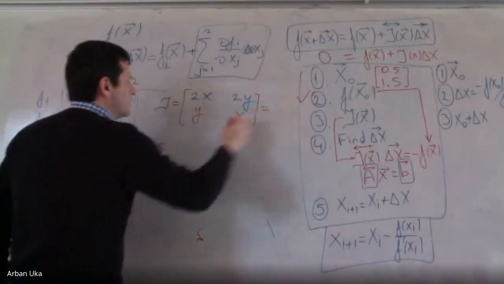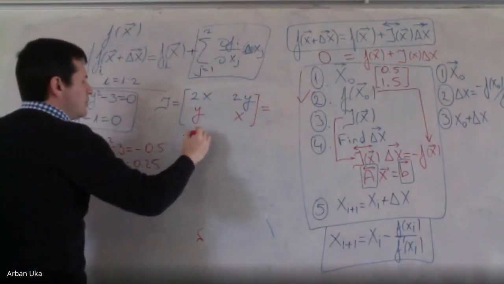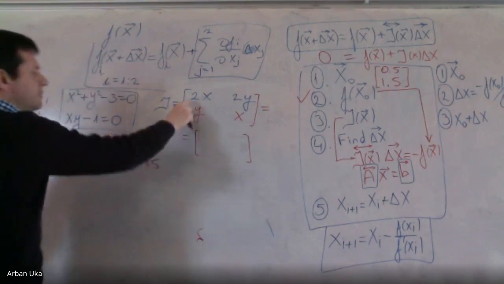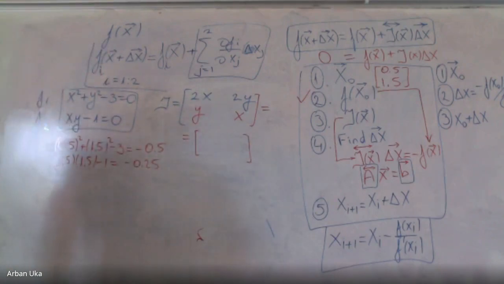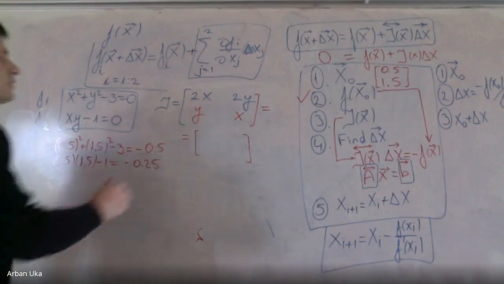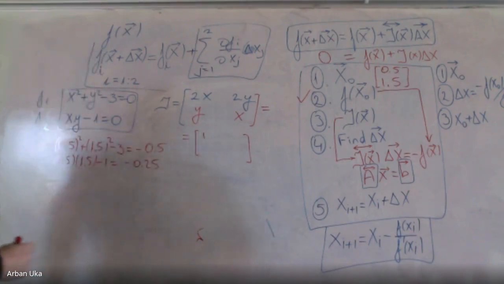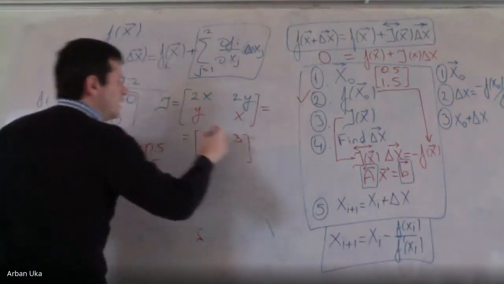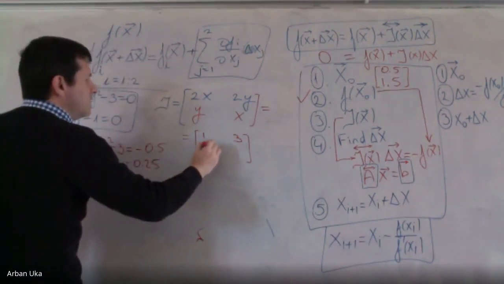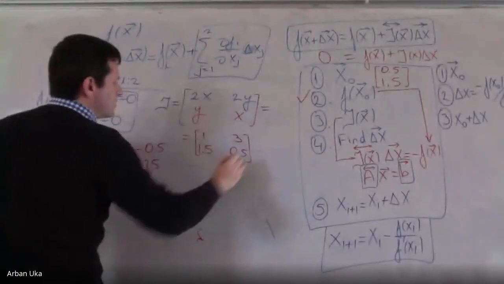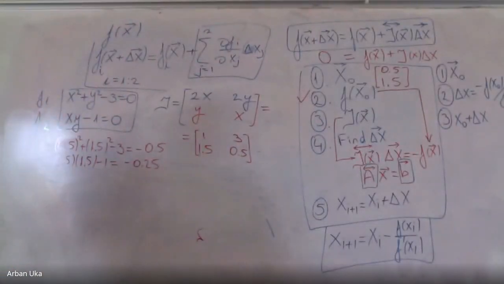Then we need to find what is the Jacobi matrix. The Jacobi matrix will be equal to 2x. What is 2x? X is 0.5, 2x is 1, 2y is 3, and y is 1.5, and x is 0.5. Okay, so this is the Jacobi matrix, which is 1, 3, 1.5, and 0.5, and we need, let me think for a moment, minus 0.25.